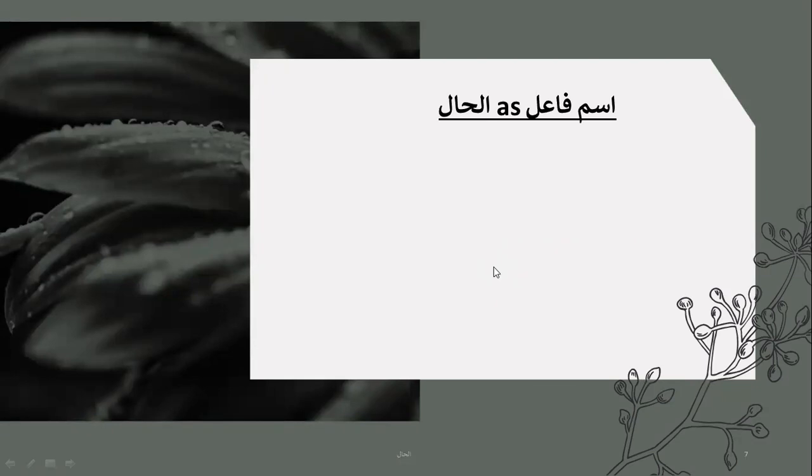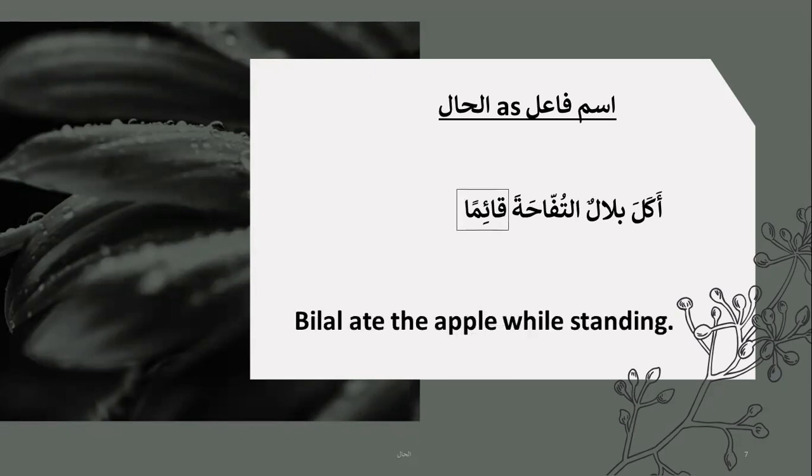Okay, now hal as ism fa'il. So, akala Bilalun at-tuffahata qa'iman. So Bilal ate the apple while standing. Akala Bilalun at-tuffahata qa'iman. So now you have to find out what exactly is nasab. So akala is your verb. The fa'il is actually the outside fa'il, Bilalun.